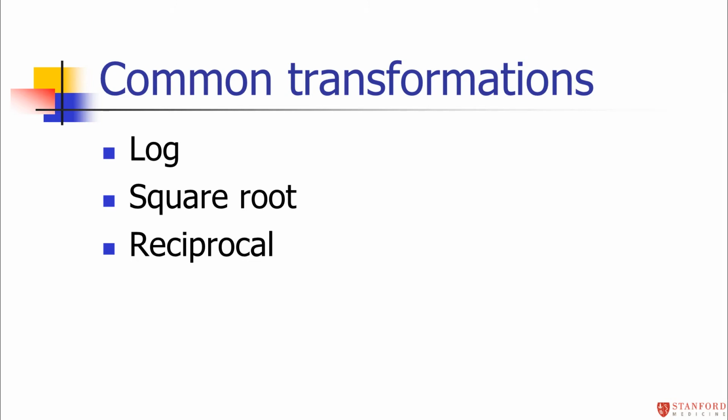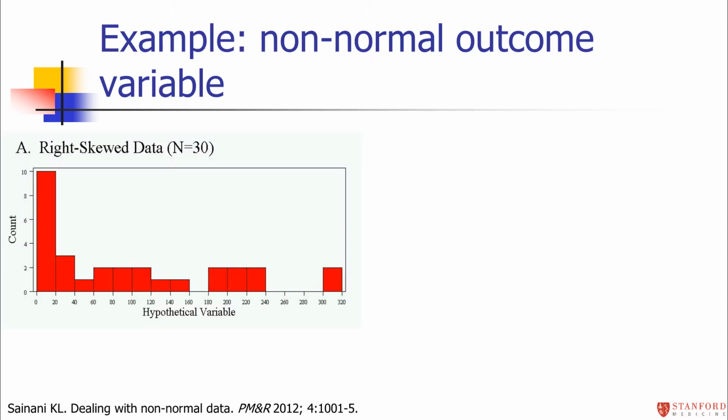The most common transformations that you'll see: you might take a log of a variable, which is a very good one for normalizing things. You might see taking the square root of a variable, like if you've got a quadratic relationship, or the reciprocal of a variable. Those are probably the most common transformations.